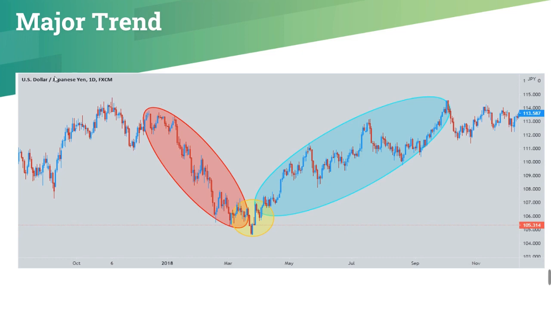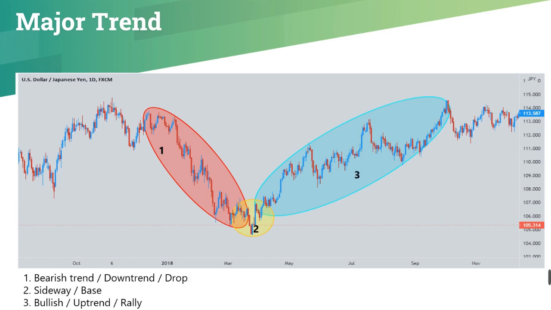Then, of course, in this major trend, I'm going to explain it very slowly. In this major trend, you can see that there are three types of movement. The first movement is, of course, what you know as the downtrend, bearish trend, or the drop. The second one is the sideways or the base. And the third is the bullish uptrend, or the rally. We'll explain slowly, one by one. If you look at this major trend right here, you can see that the price keeps breaking the structure.